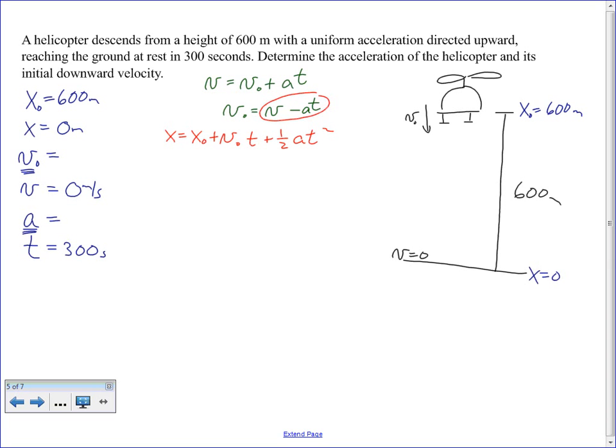And I could take this initial velocity in terms of the final velocity and the acceleration, and I could substitute that in. So that's going to give me x equals x sub 0 plus the quantity v minus at times t plus 1/2 a t squared.